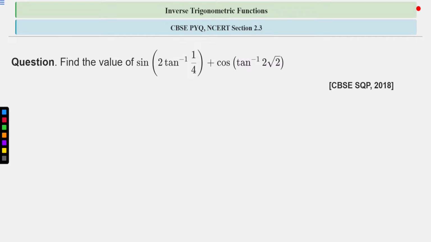Clear? And similarly for the second expression, cos of tan inverse 2 root 2, you can write tan inverse 2 root 2 in terms of cos inverse something, cos inverse theta, so that we can write cos of cos inverse theta as theta. Clear? And theta should lie between 0 to pi. So in this way you can try to approach this question. I am giving you 10 seconds to solve or think about this question. After that we will move to the solution part, right?